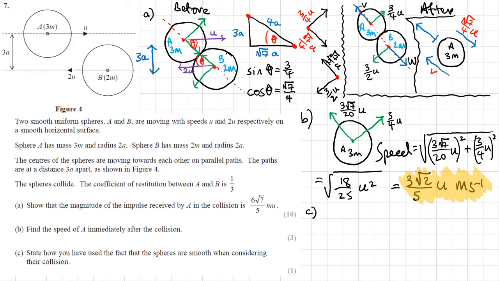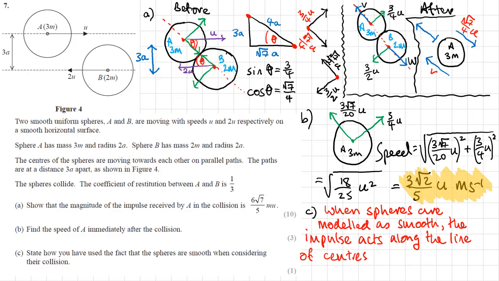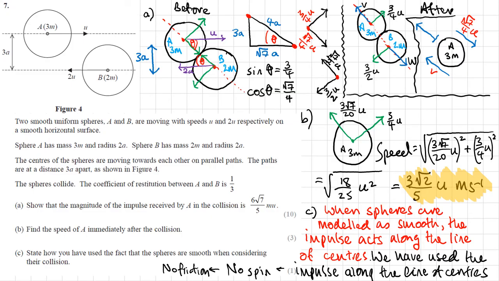Part C. State how you have used the fact that the spheres are smooth when considering their collision. So there's an important fact here, and that's this. When spheres are modelled as smooth, the impulse acts along the line of centres. So we can use that fact to say that we have used the impulse along the line of centres, which is what we've done, not off the line of centres. We could also talk about the fact that there's no spin or no friction.